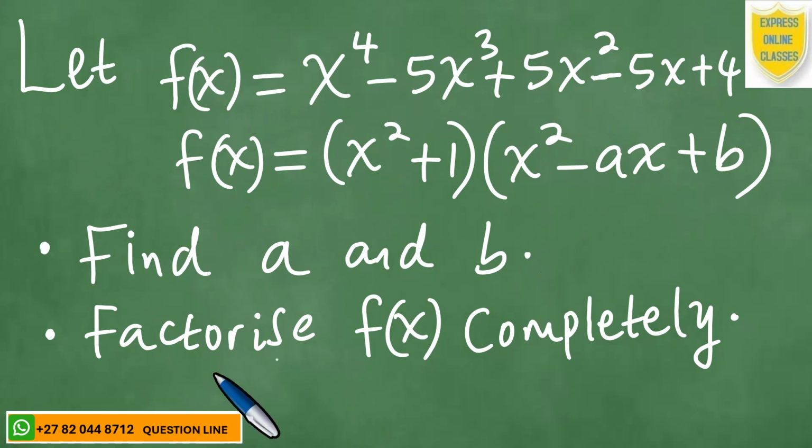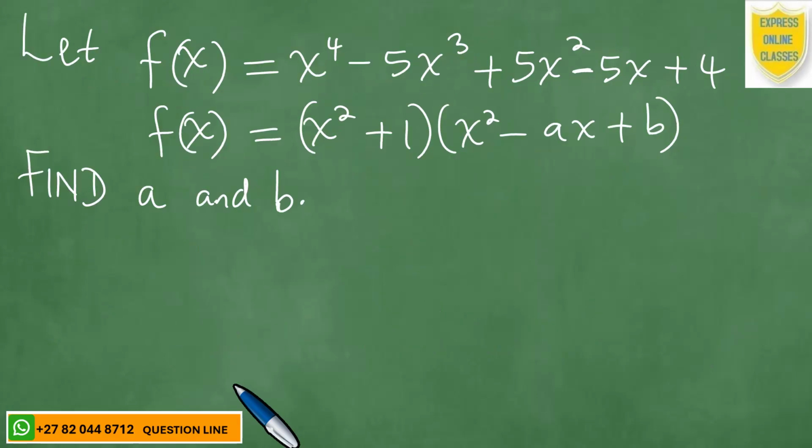We need to factorize f(x) completely. And we actually have exactly the following. To actually find a and b, we begin as follows. But first things first, we take note of the fact that the fourth degree polynomial, which is obviously our quartic polynomial, has been factorized into a product of two quadratic polynomials.